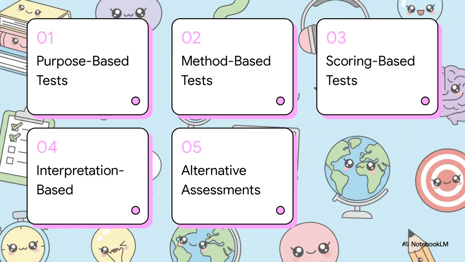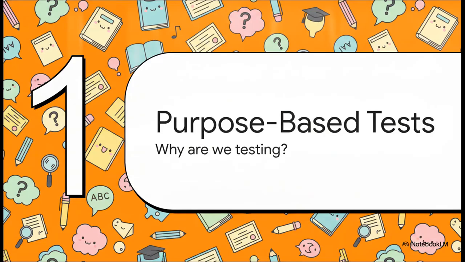Okay, so here's our roadmap for today. To build a really solid mental matrix of how language testing works, we are going to cover 5 major paradigms: purpose-based, method-based, scoring-based, interpretation-based, and finally, alternative assessments. Let's jump right in. Starting off with number 1, purpose-based tests.